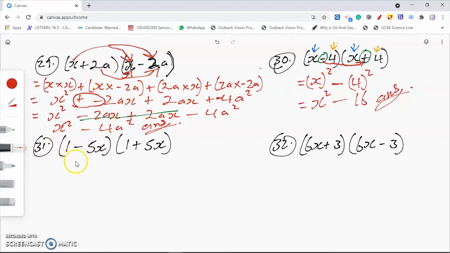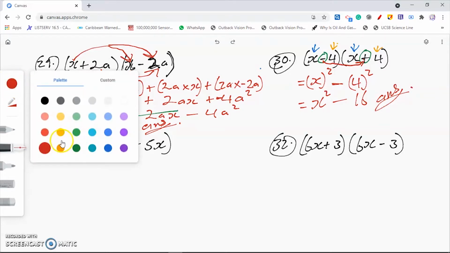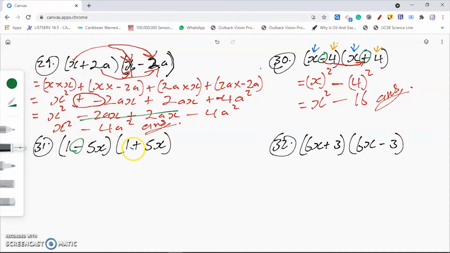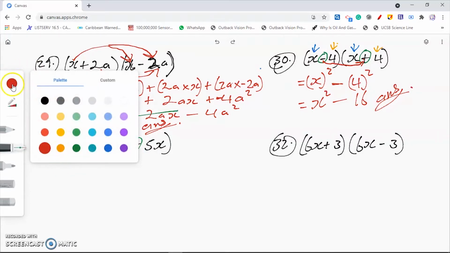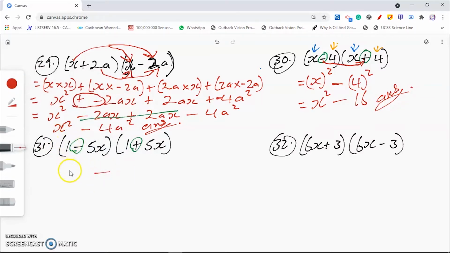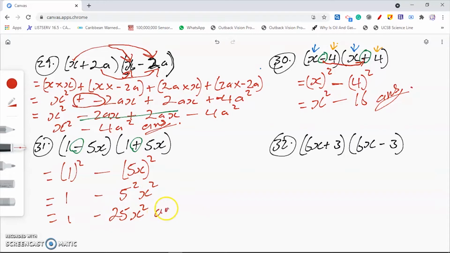Now for 31, negative times positive is negative. We have 1, so we take the 1 and square it. We take the 5x and we square it. Then 1 squared is equal to 1, minus 5x squared is the same as 5 squared x squared according to the law of powers. So that would give us 1 minus 5 squared, which is 25, 25x squared as our answer.